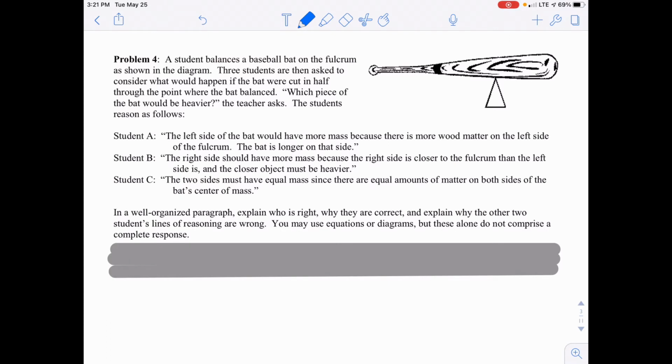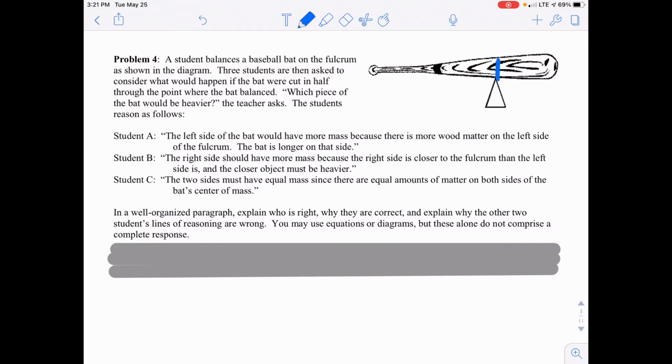Problem 4. A student balances a baseball bat on the fulcrum as shown in the diagram. 3 students are then asked to consider what would happen if the bat were cut in half through the point where the bat balanced. In other words, the bat was cut right there. Which piece of the bat would be heavier, the teacher asks. The students reason as follows. Student A says the left side of the bat would have more mass because there is more wood matter on the left side of the fulcrum. The bat is longer on that side.